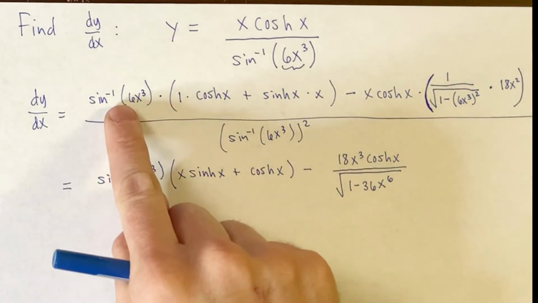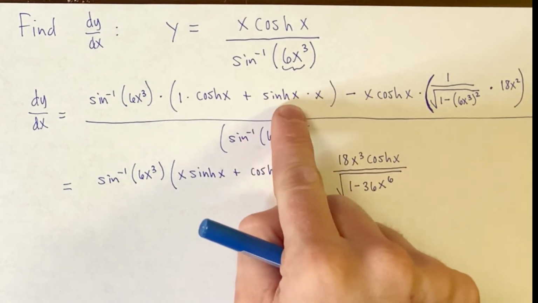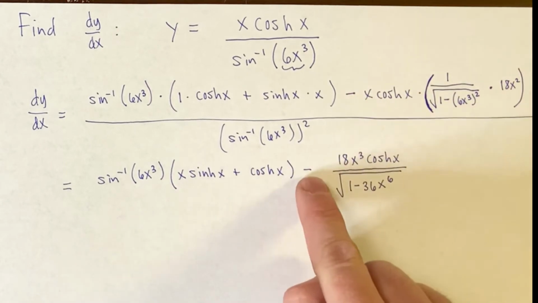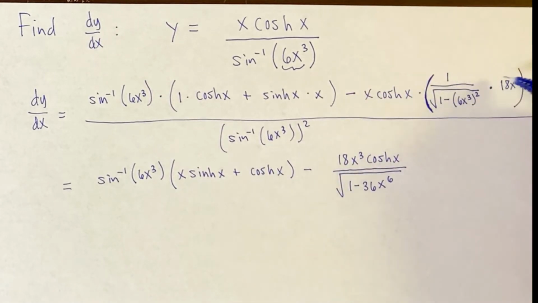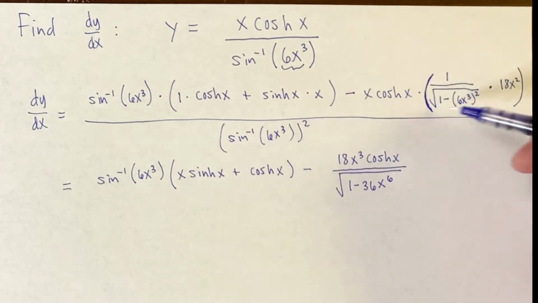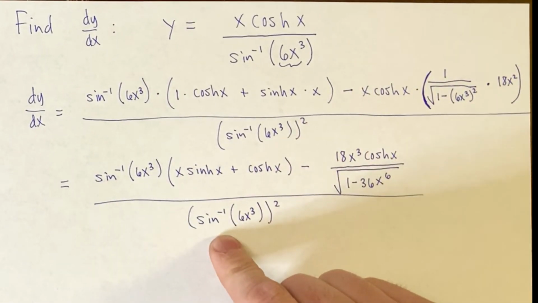So let's see. That stayed out there. In here, I put x in front of sinh, and I put sinh before cosh, just preference, subtraction. And then I said x times x squared is x cubed, along with 18 upstairs, along with the cosh, and I drop that below. The denominator stays as is.